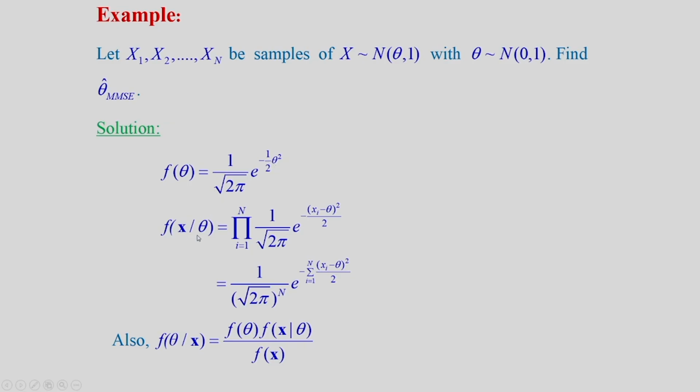And the conditional PDF f of x given theta: there are n observations, and they are IID. So, it will be the product, i going from 1 to n, of 1 by root over 2 pi e to the power minus half of x i minus theta whole square. If I carry out the product, I will get it in terms of a summation like this. So, it will be 1 by root over 2 pi to the power n into e to the power minus half of the sum of x i minus theta whole square, i going from 1 to n.